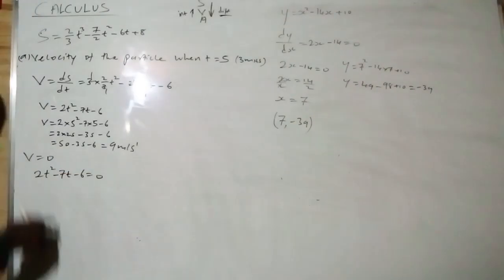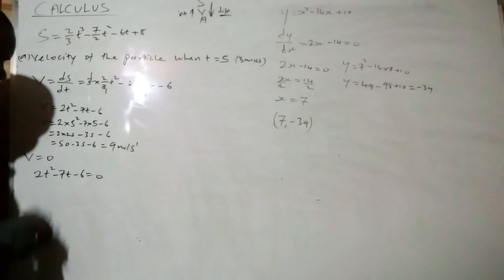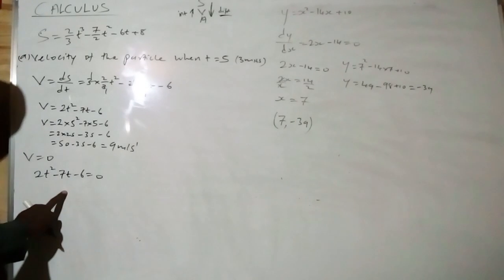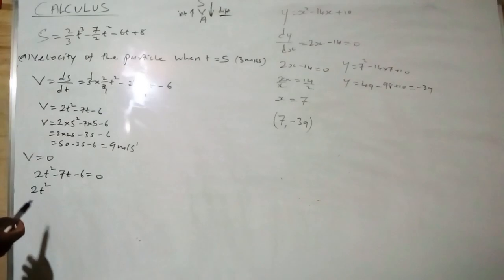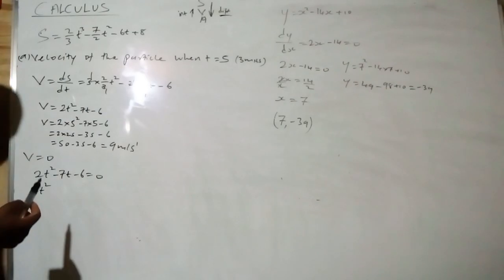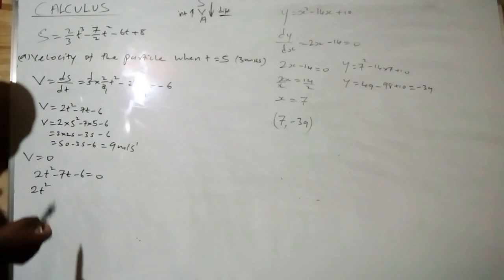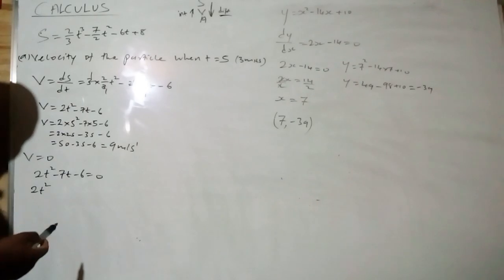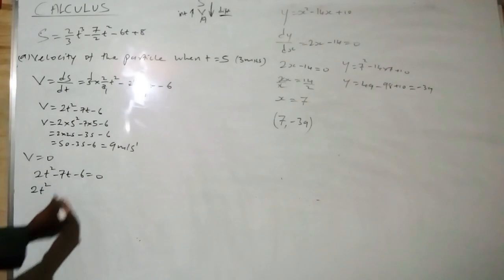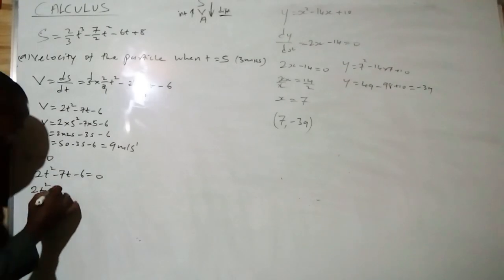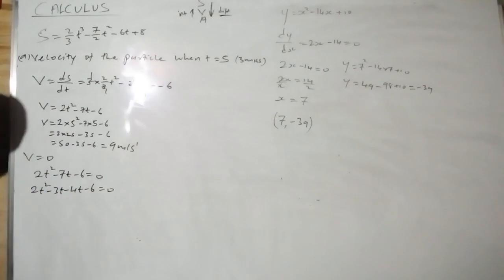2 times 6 is 12. Factors of 12 that will give us negative 7. We can have 4 times 3, it's 12. And again, negative 3, negative 4, it's negative 7. When we have negative 7t, we can replace it with negative 3t, negative 4t, minus 6, it's 0. Like that.